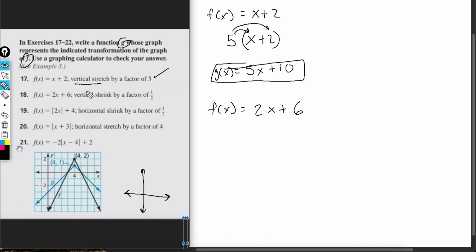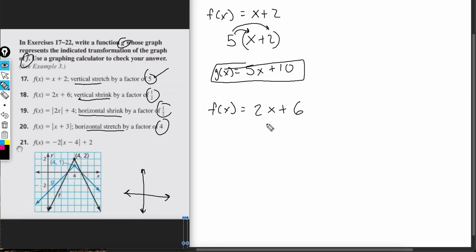Now, remember here, it says vertical stretch, vertical shrink. Here's a horizontal shrink, horizontal stretch. We'll get into those, don't worry, but I'm just going to explain that. You got to pay attention to these words. So the numbers here, honestly, don't matter. It's just math. But this is the step you need to focus on, what these mean, okay? So right now we're on 18, vertical shrink, okay?